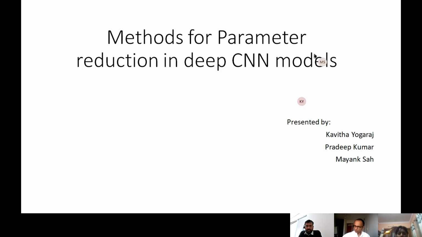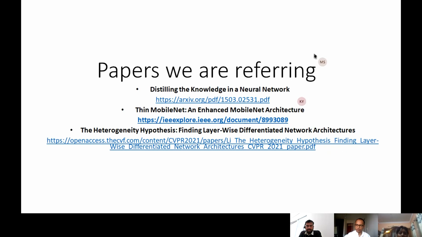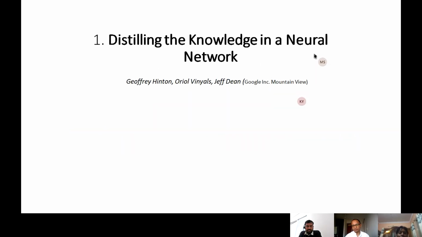We are going to talk about methods for parameter reductions in deep CNN models. When we say methods for parameter reduction, there could be a number of methods. Here we are concentrating on distilling the knowledge, using enhanced architecture, MobileNet architecture, and then finding layer-wise differential network architecture using heterogeneity and hypothesis. I will be presenting on distilling the knowledge in neural networks.